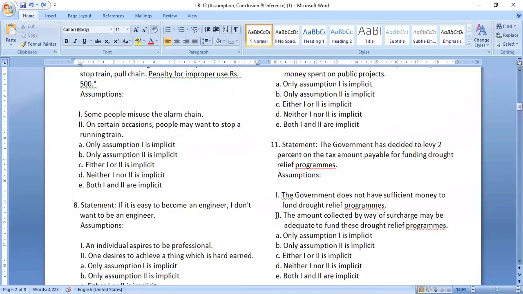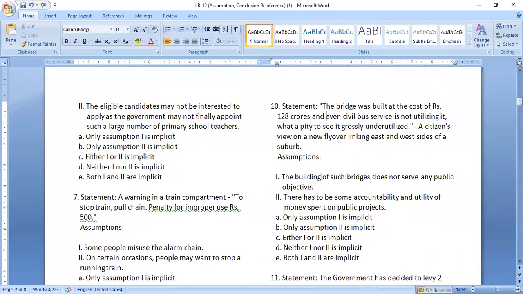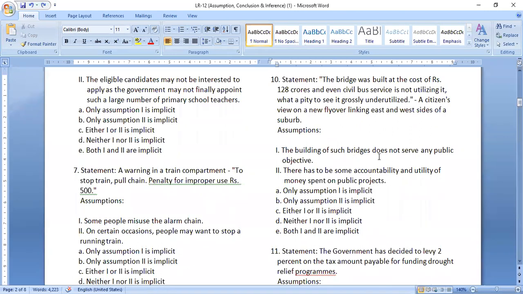So we'll go back to question 10. The statement is: the bridge was built at the cost of rupees 128 crores, and even civil bus service is not utilizing it. What a pity to see it grossly underutilized. A citizen's view on a new flyover linking east and west sides of a suburb. So the assumption is that the building of such bridges does not serve any public objective.